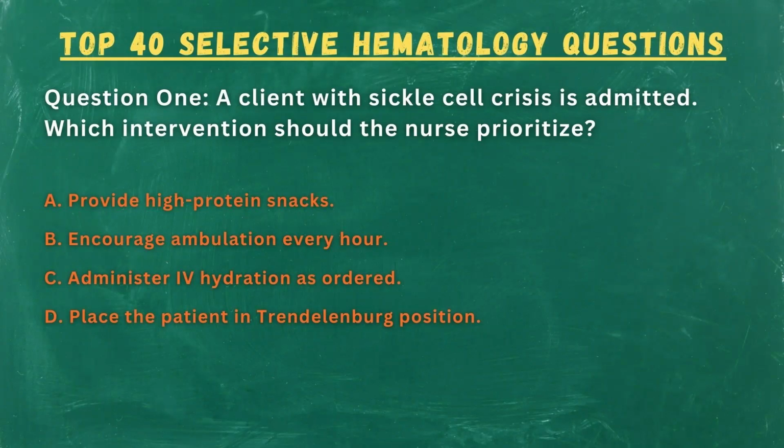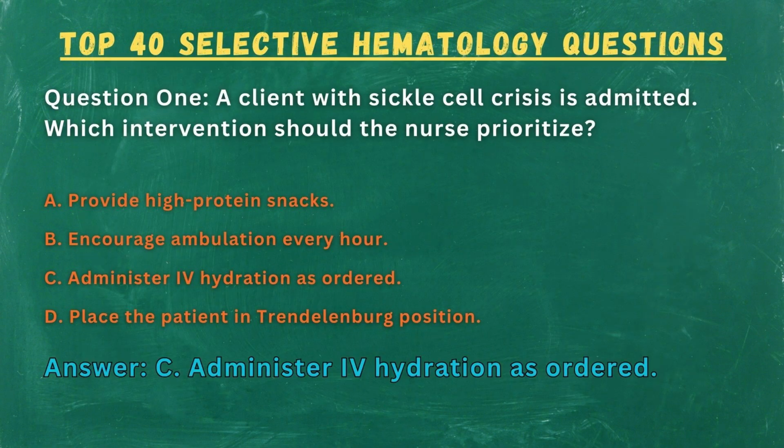Question 1. A client with sickle cell crisis is admitted. Which intervention should the nurse prioritize? A. Provide high-protein snacks. B. Encourage ambulation every hour. C. Administer IV fluids for hydration as ordered. D. Place the patient in Trendelenburg position. Answer. C. Administer IV fluids for hydration as ordered.